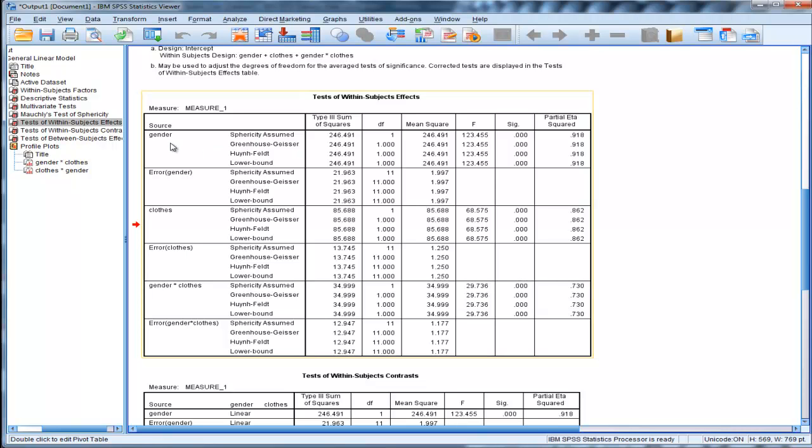Here's the main effect for gender. Now, they're all males that were doing the memory test, but on two conditions: in one it was a male presenter giving the memory test, and in the other case it was a female. And we have an F of 123, and it's statistically significant with a very, very substantial partial lambda squared.